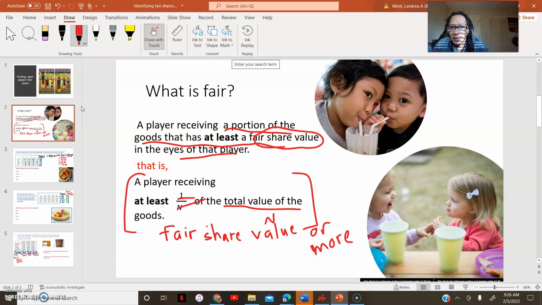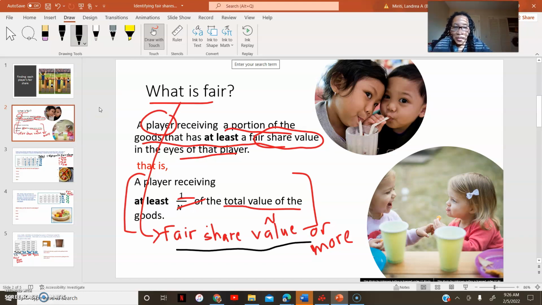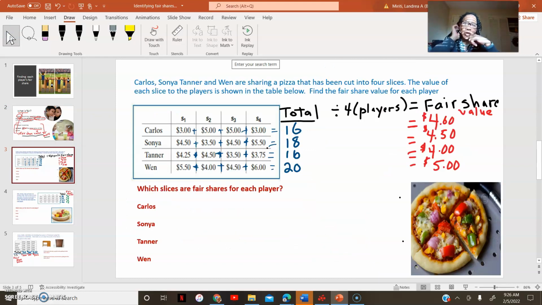So every player gets what is fair if they get their fair share value or more. That's the mathematical definition we're going to be working with, their fair share value or more. So let's see how this works when applied to some situations that we looked at before. Remember, we looked at this situation in the previous video. We see that we have 4 people sharing this pizza.